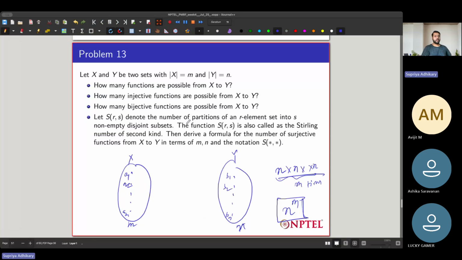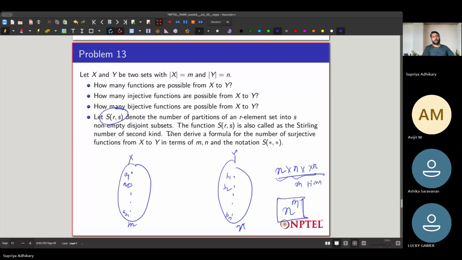Okay, so now we are also given this S(R,S). S(R,S) basically denotes the number of partitions of an R element set into S many non-empty disjoint subsets. This is also denoted as a Stirling number of the second kind. There are also Stirling numbers of the first kind and so on. So this is the Stirling number of the second kind, which represents the number of partitions of an R element set into S disjoint non-empty subsets.